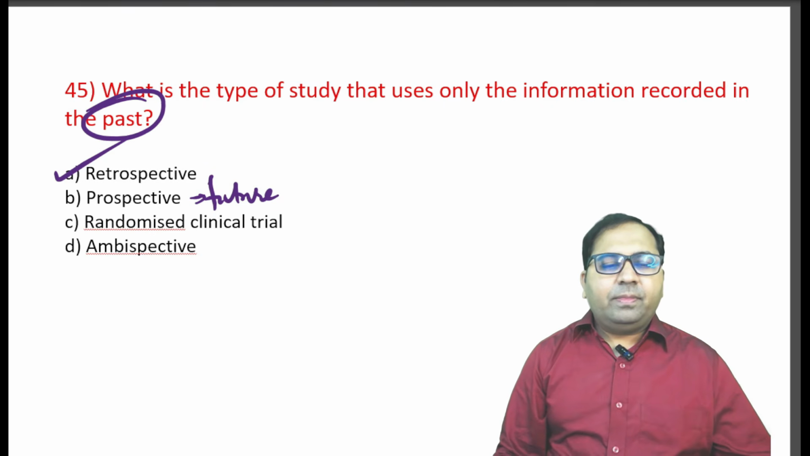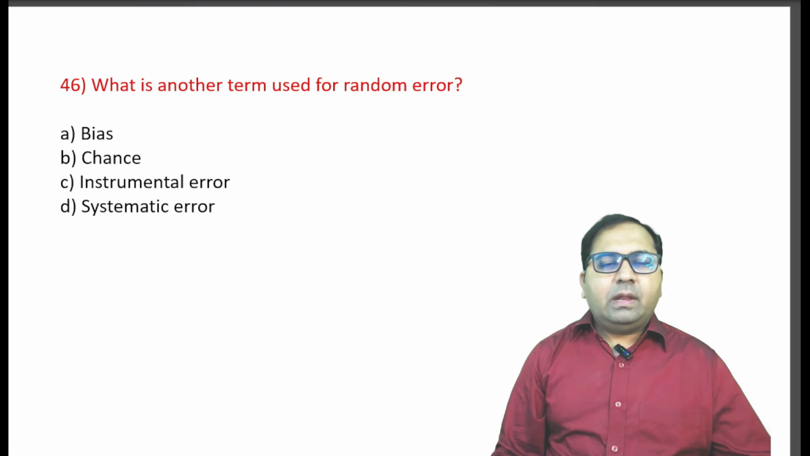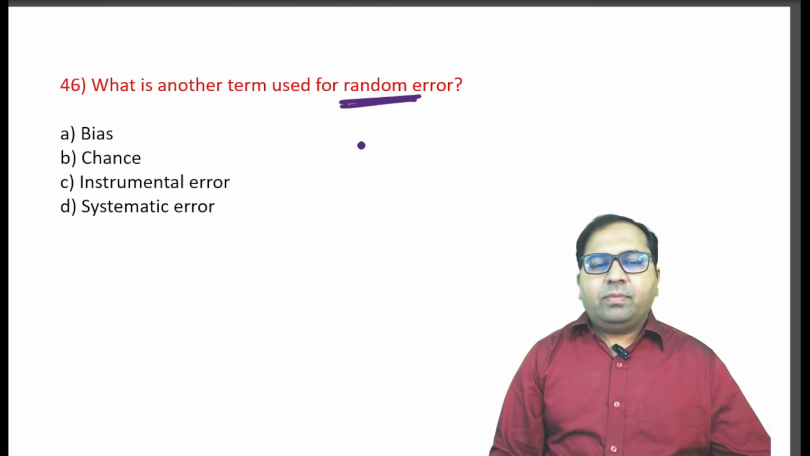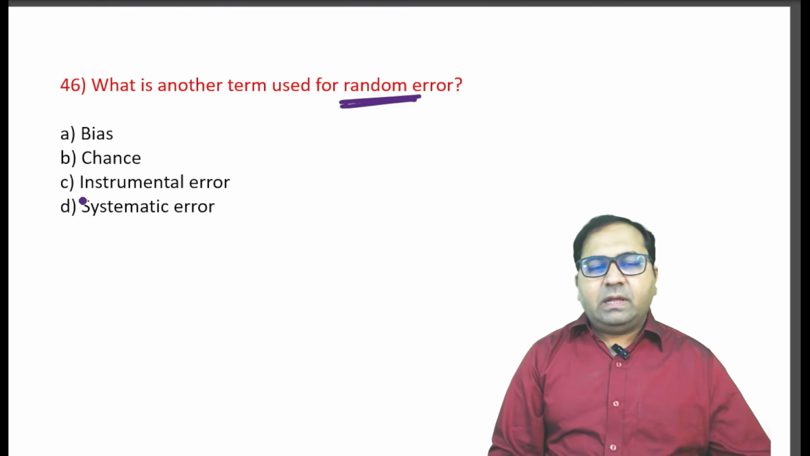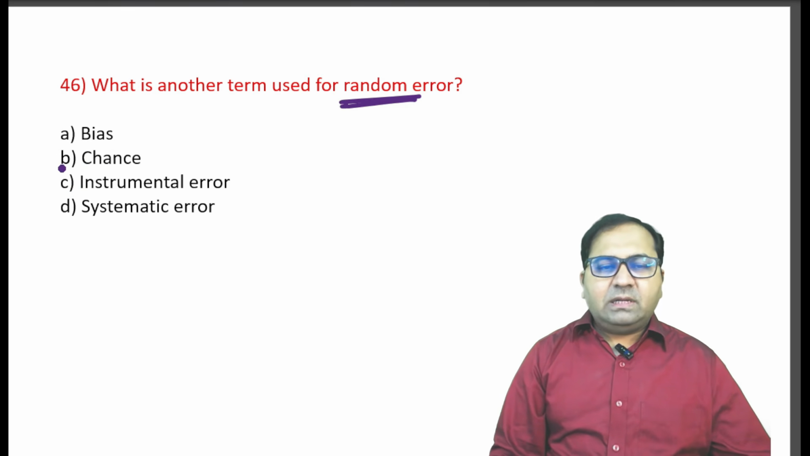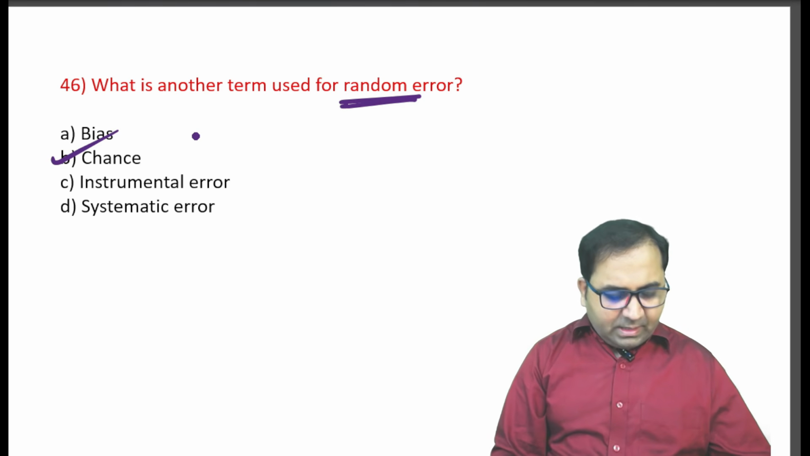Okay. Then next question. What is another term used for random error? The options are A. Bias, B. Chance, C. Instrumental error or D. Systematic error. The answer is B. Chance. Chance is another term used for random error.